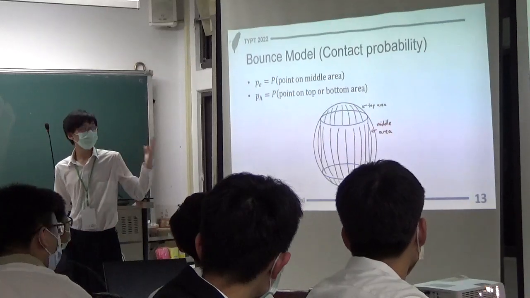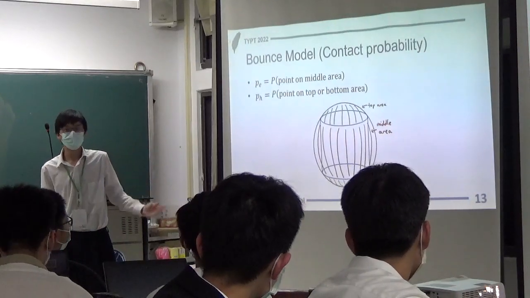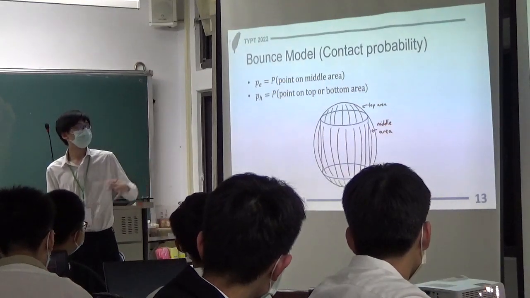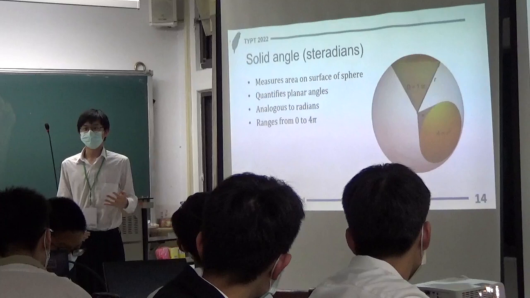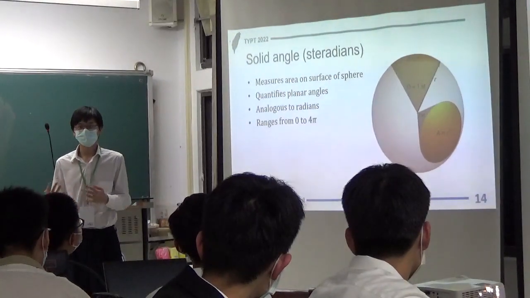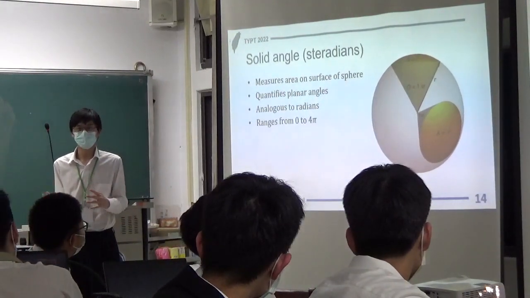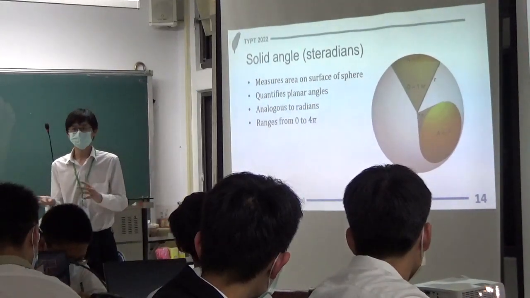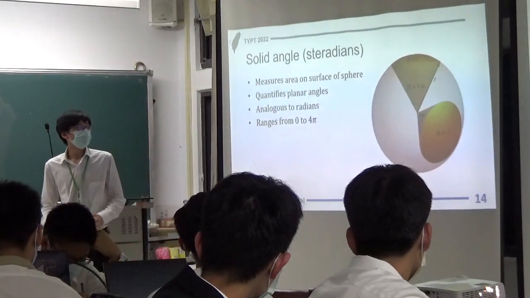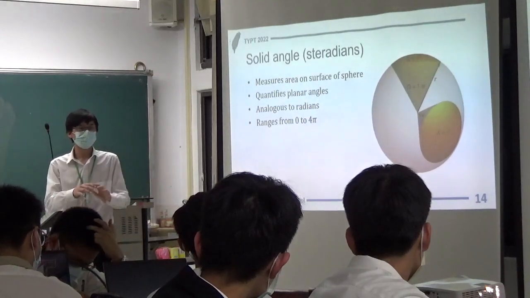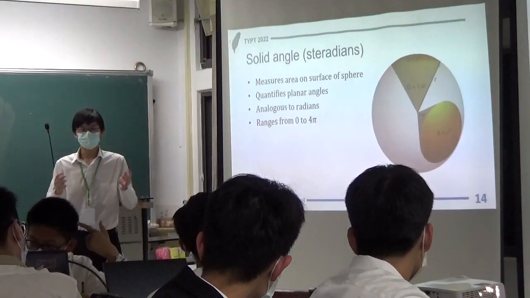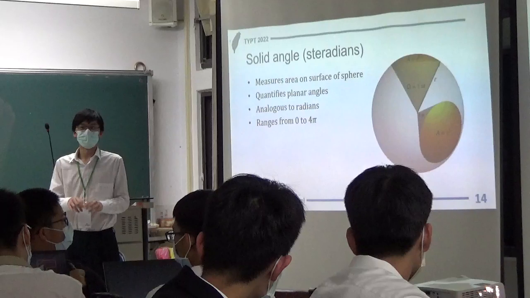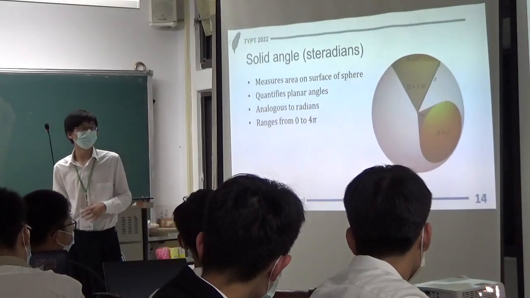So to calculate P of E and P of H, we just need to figure out the middle area, the top area, and the bottom area. And to do so, we'll use the solid angle and steradians. So the solid angle essentially represents the amount on the surface of the sphere that is covered, and it's the 3D version of radians. It ranges from 0 to 4 pi in that the surface area of a unit sphere would be 4 pi. In the same way that for radians, the circumference of a circle would be 2 pi.